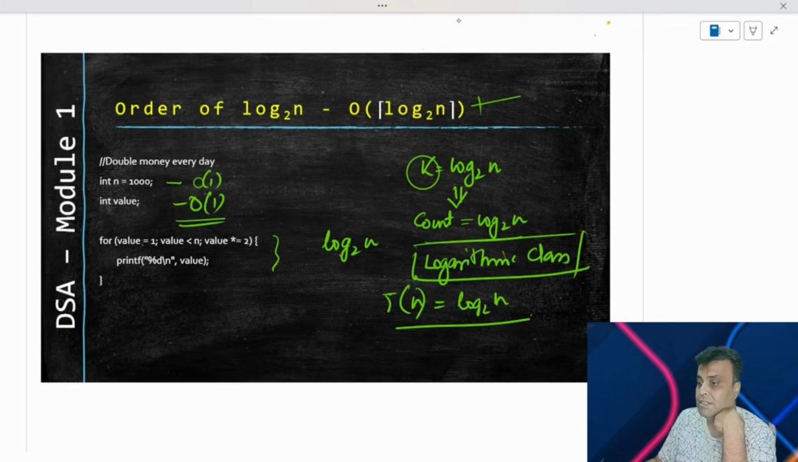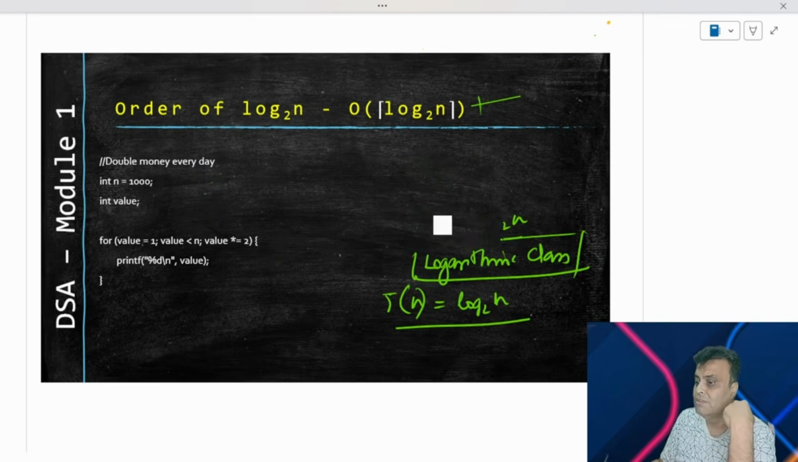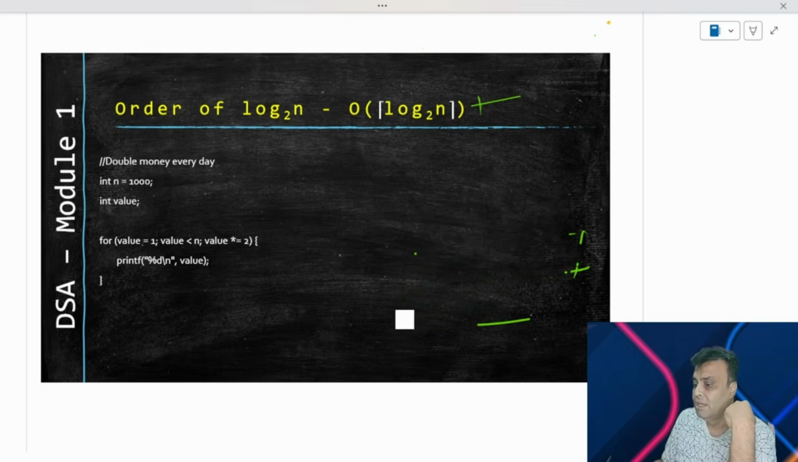But then there is a catch here. There's a small catch here. The small catch is that log doesn't always give you a whole number, right? And I'll explain what I mean by that.